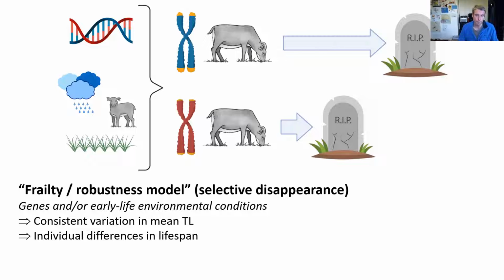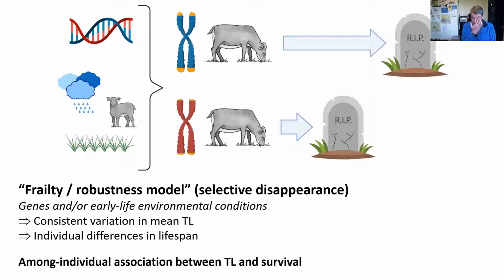That would be what we would expect if telomere length is repeatable over longitudinal runs of data. And it's those individual differences in average telomere length which are predicting lifespan. So it's picking up some kind of early life environment or genetic effect which is associated with overall lifespan. And this would lead to the expectation that the associations between telomere length and survival should occur at the among-individual level. So an individual's average telomere length across its lifetime will predict average survival and lifespan.